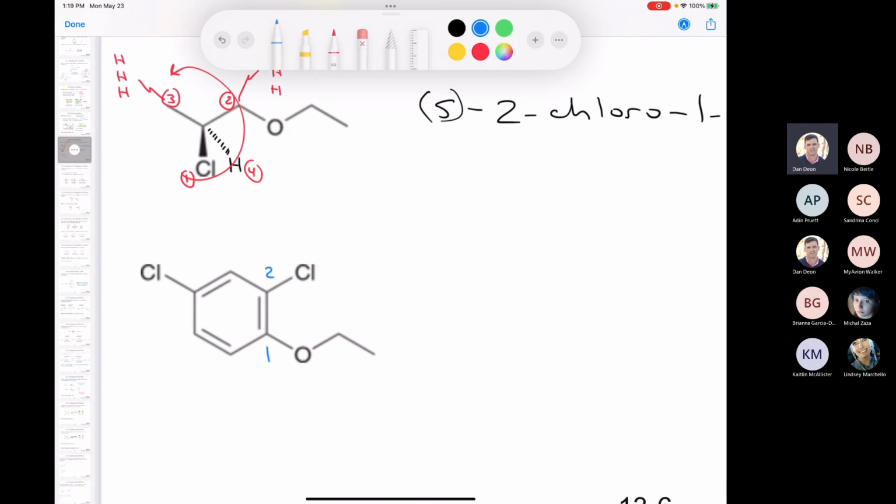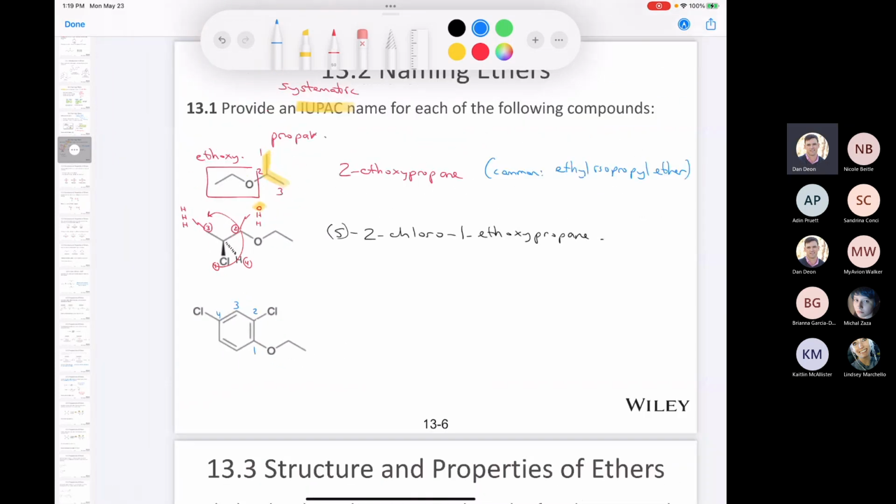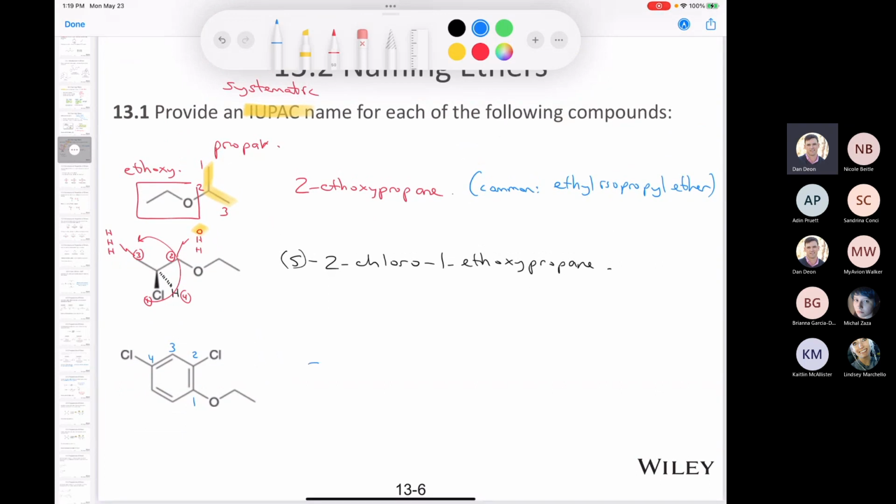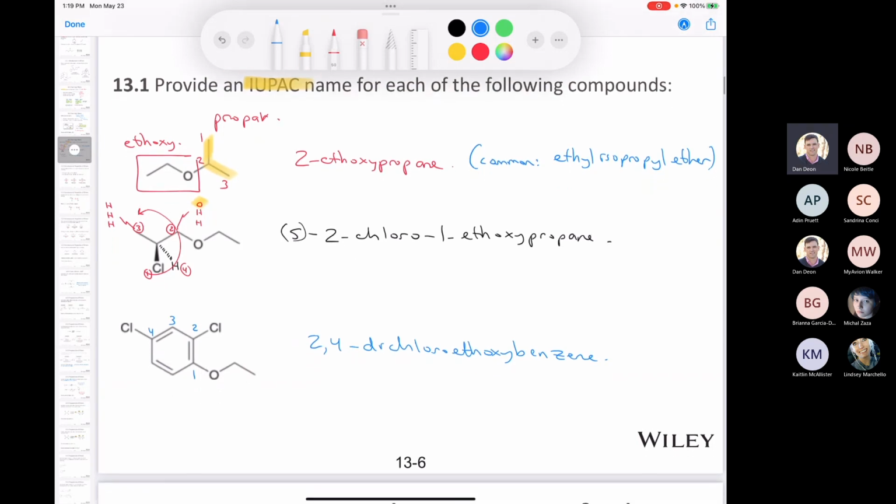So we have 1, 2, 3, 4. So that means we have two chloros. Chloro comes before ethoxy. So we have 2,4-dichloro ethoxy benzene. So let's put that in here. So we would name that as 2,4-dichloro ethoxy benzene. There you go.